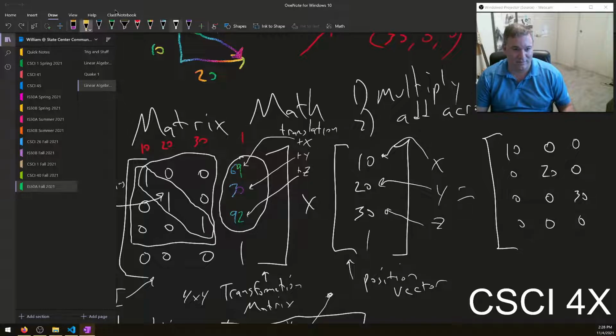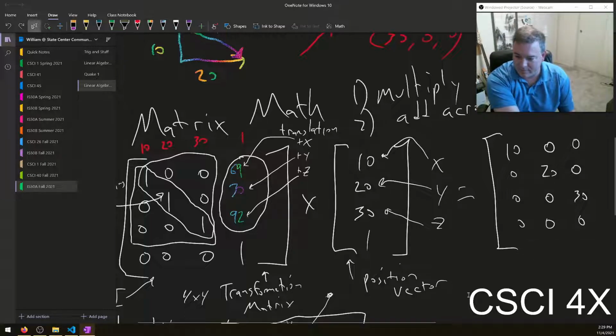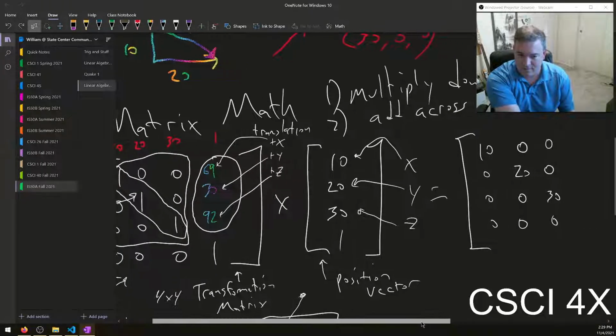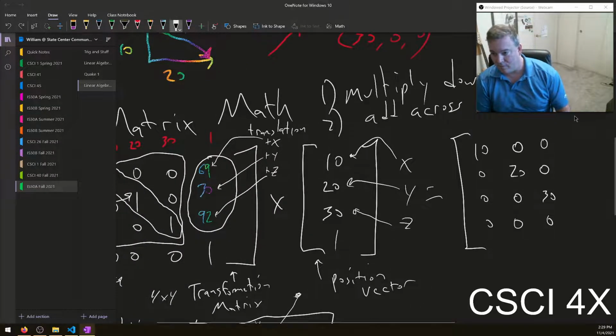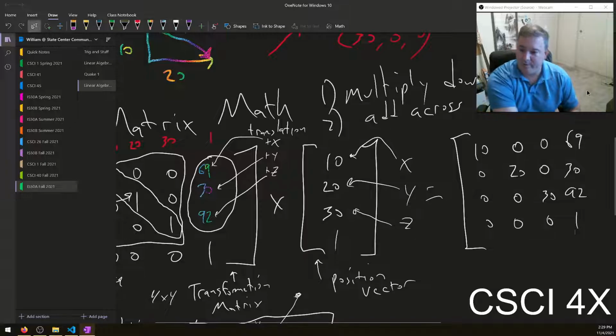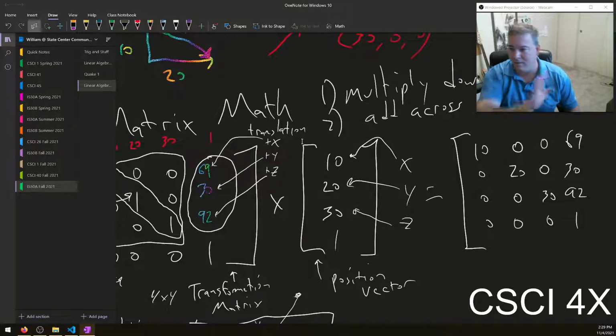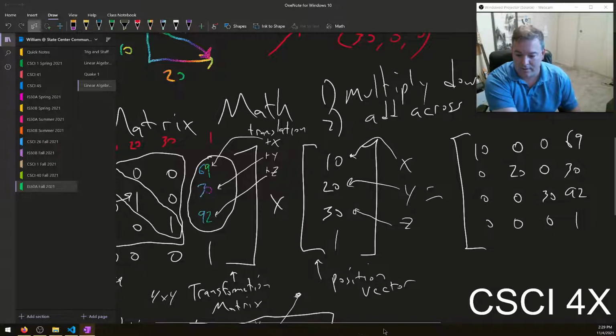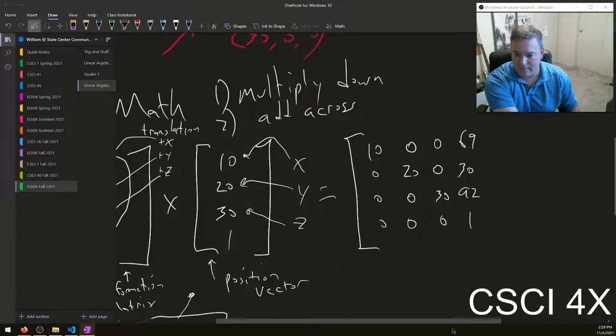Diaz, do you understand what's going on here? Good. All right, so the answer is going to be, let me scroll over to the right a little bit. 69, 30, 92, and 1. Okay. So we multiply down. That's step 1, multiply down. You just take the thing, turn it sideways, and then you do a vector times column multiplication, and then you add across.